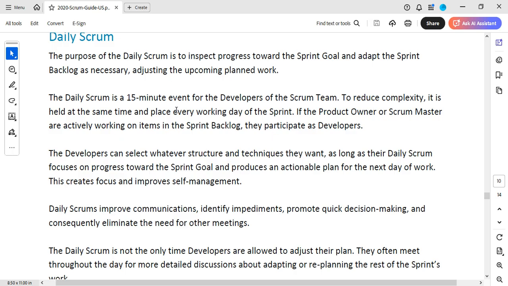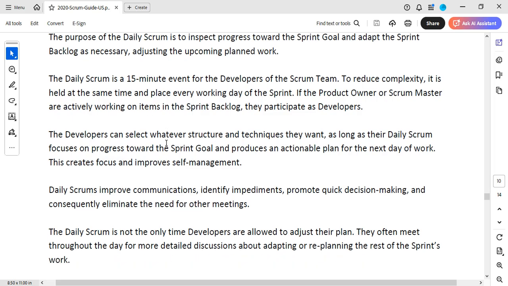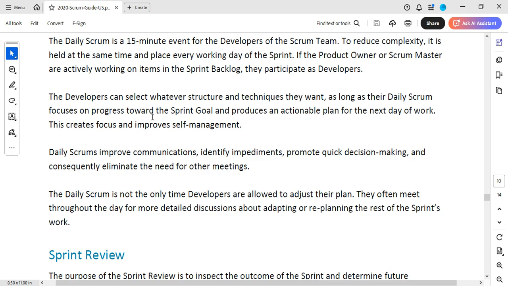Then adjusting the upcoming planned work. The daily scrum is a 15-minute event for the developers of the scrum team. To reduce complexity, it is held at the same time and place every working day of the sprint. This is done every day, 15 minutes. If it's possible, you just stand up and do it. If the product owner or scrum master are actively working on items in the sprint backlog, they participate as developers. Developers can select whatever structure and technique they want as long as the daily scrum focuses on the progress towards the sprint goal. So no matter the structure or technique the developers want to take, the main thing is to focus on the daily scrum and make sure it's within the 15 minutes.